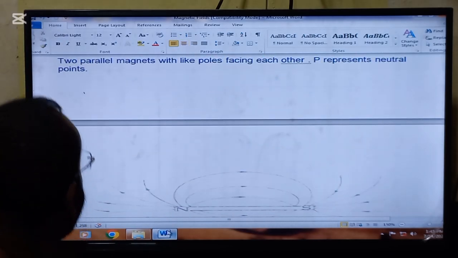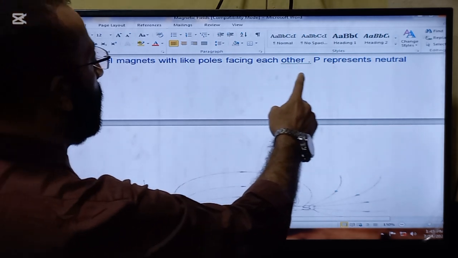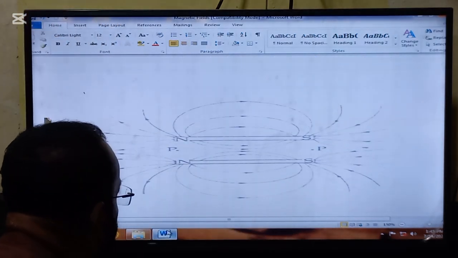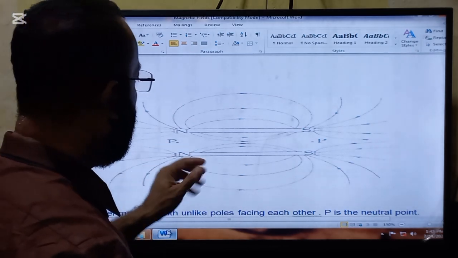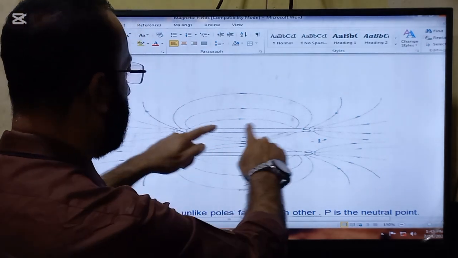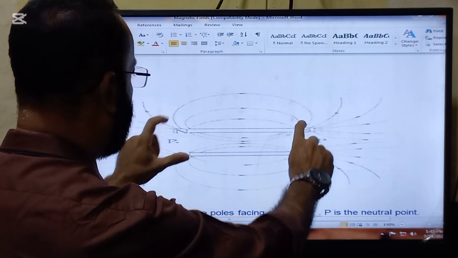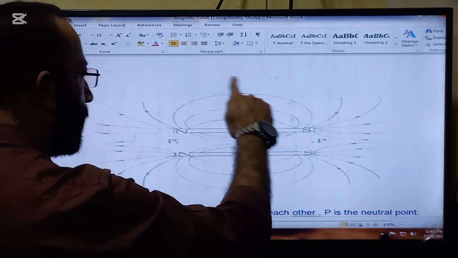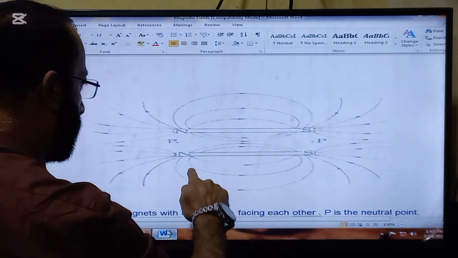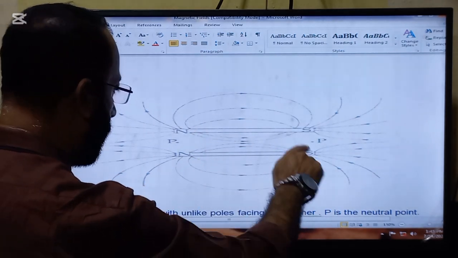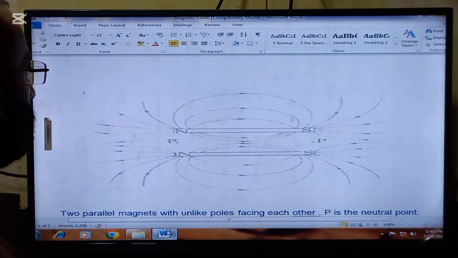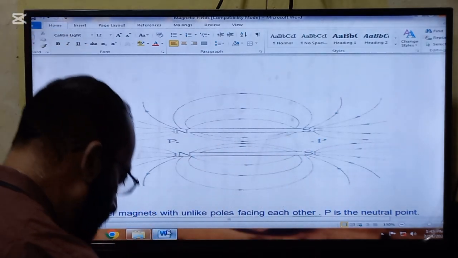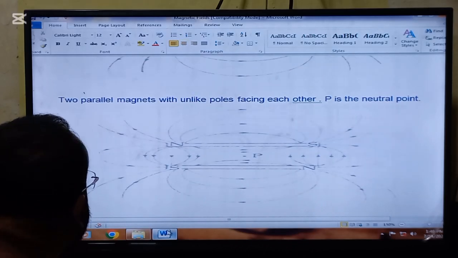Two parallel magnets with like poles facing each other. P represents the neutral point. So look now, the two magnets are placed in parallel with the same poles facing each other. North pole to south pole will be the direction of the magnetic field lines. And P is the point that is called the neutral point, because at that point no magnetic effect will be felt.